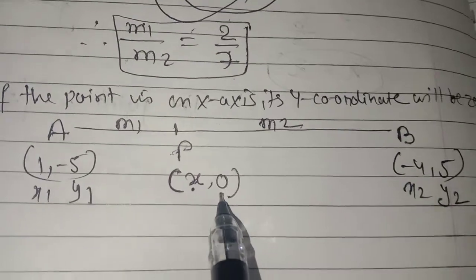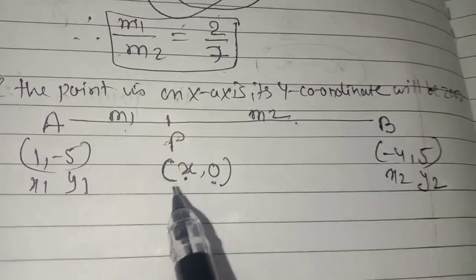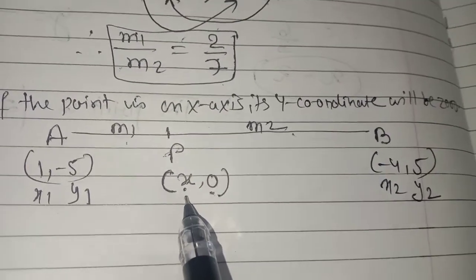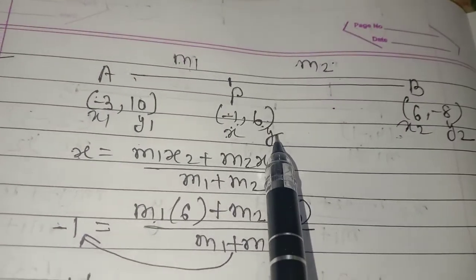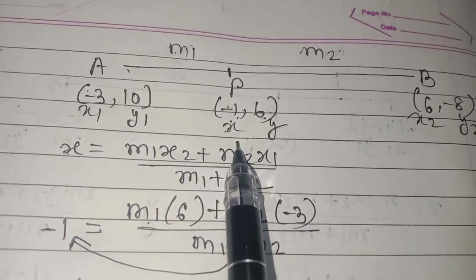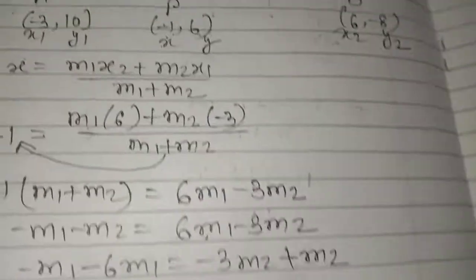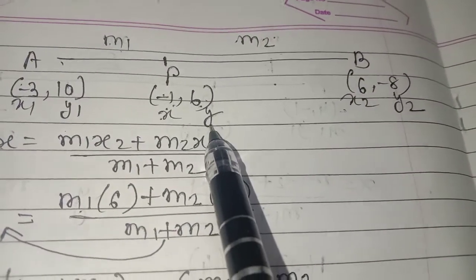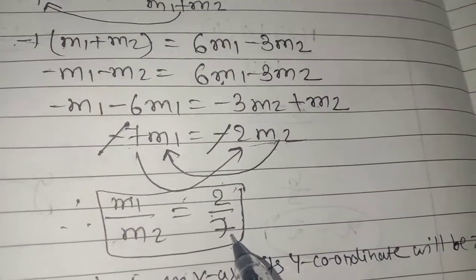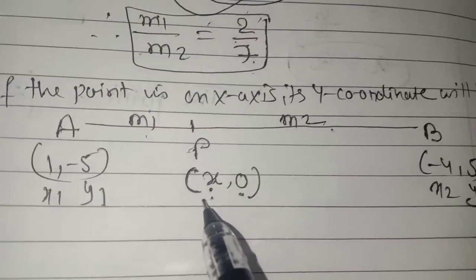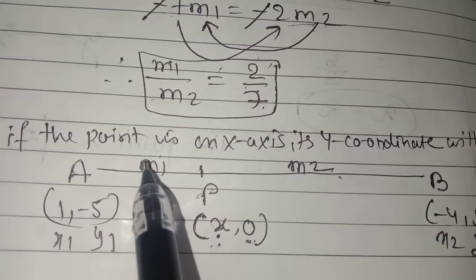See, x is the unknown coordinate, but 0 is given here. Am I right? 0 is given here. So using 0, we can find M1 and M2, because x is an unknown variable. So it is not possible to find the ratio using x. See, in the earlier question, both were given. So after getting any one of the values of x and y, I got the ratio. Okay, in this question also I am giving an assignment. You do it for y also, and if you take the value of y, you will again get the same answer, 2:7. So here x is unknown variable, but 0 is known. So using 0, we are going to find M1, M2.